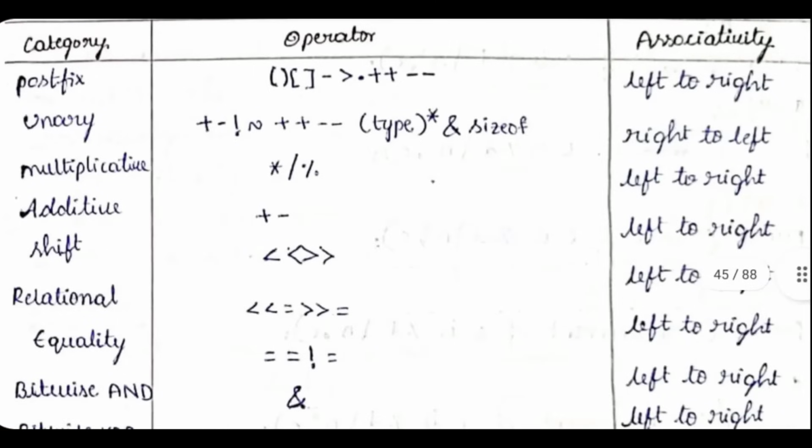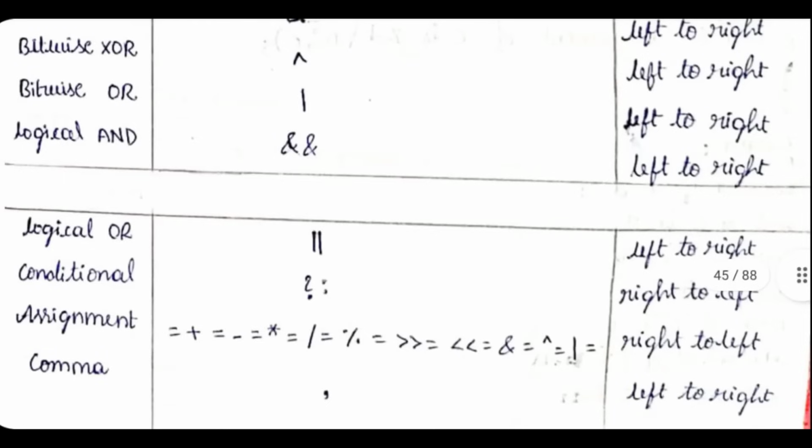This is the precedence and associativity table. Definitely you need to write this table in the exam. Whatever examples I explained, you need to write these examples as well as this table in the exam.